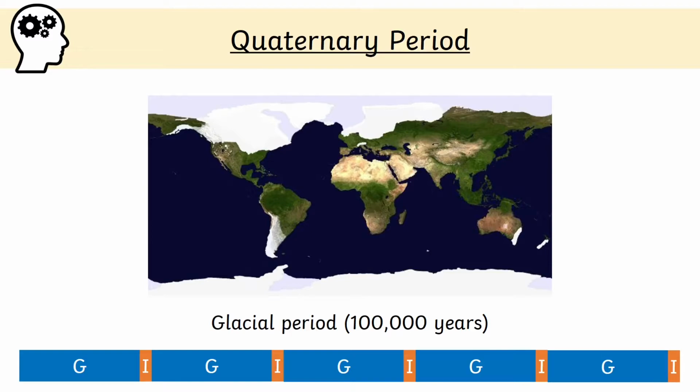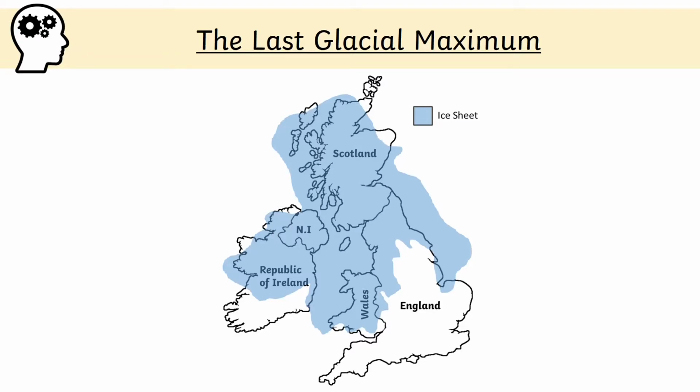These are called glacial periods and last for about 100,000 years. We currently live in an interglacial period, which lasts for about 10,000 years. This map shows the area covered by ice in the UK over 11,000 years ago. We call this the last glacial maximum, as this is the last time ice covered this extent of the UK.